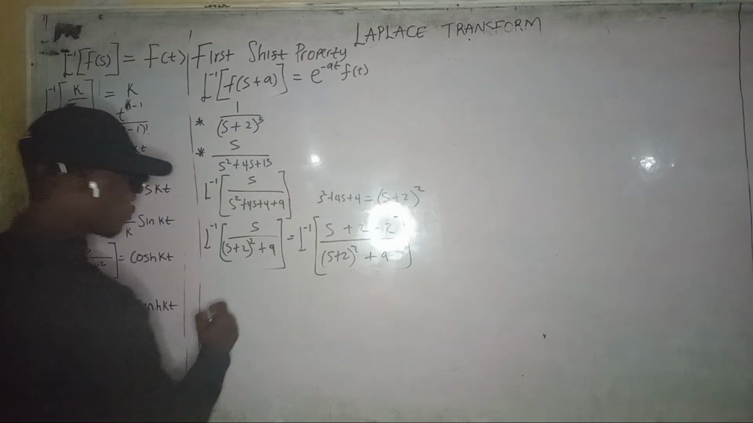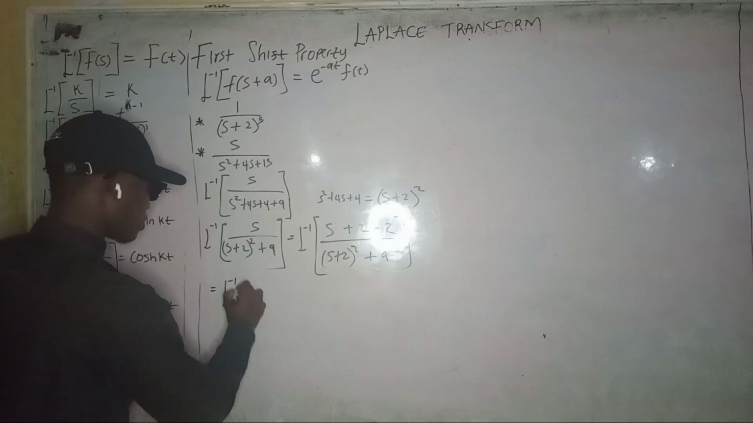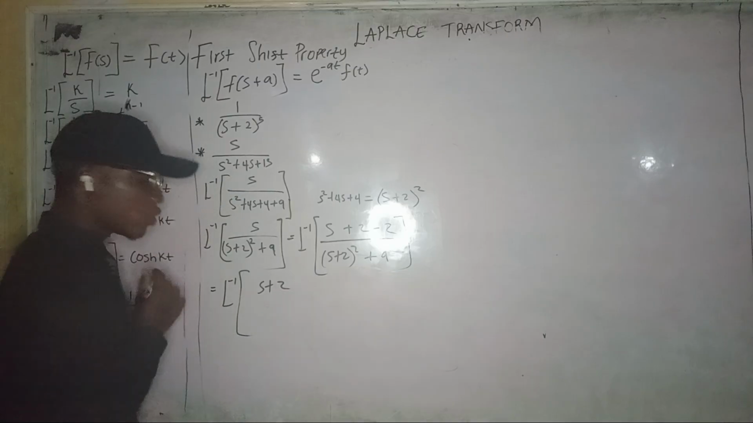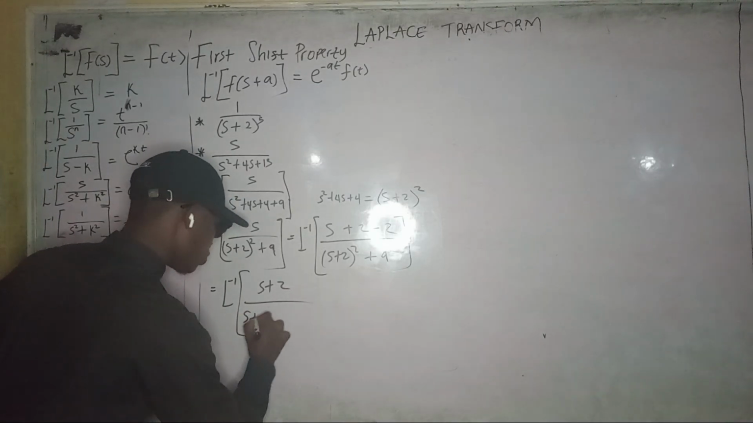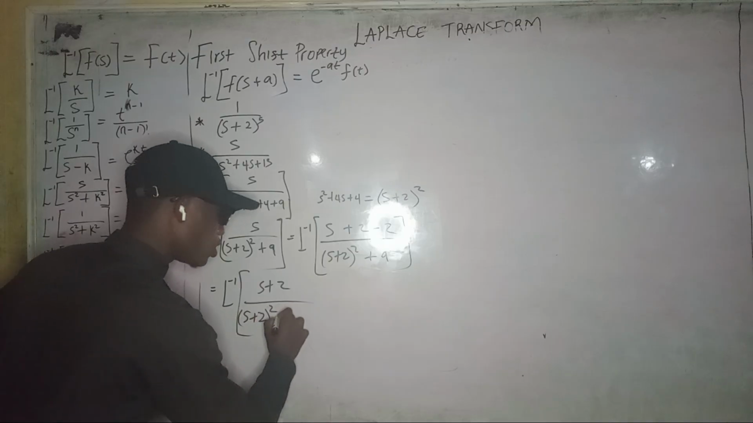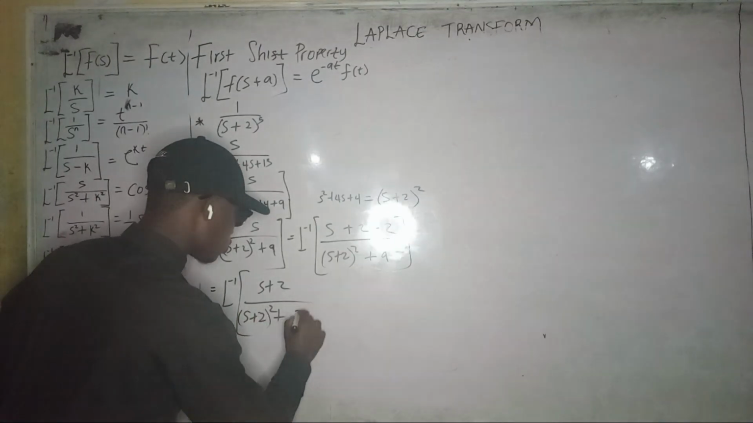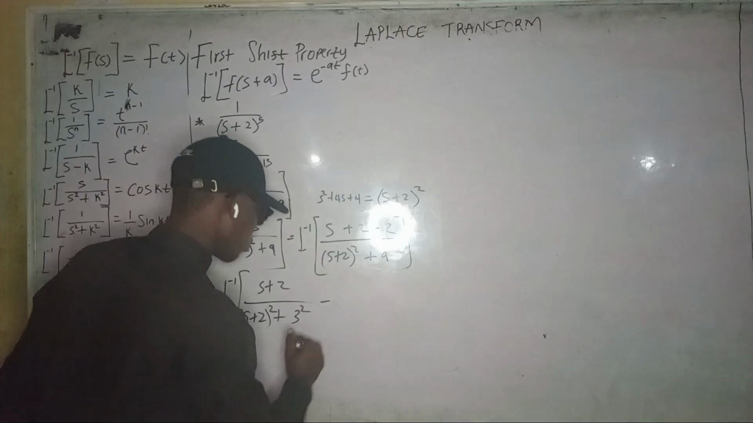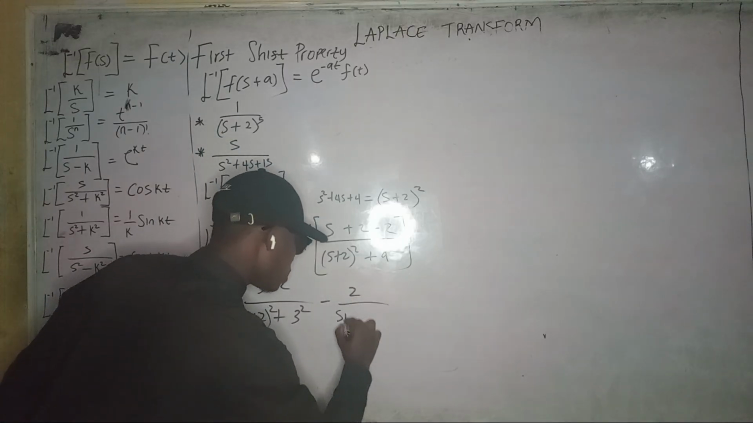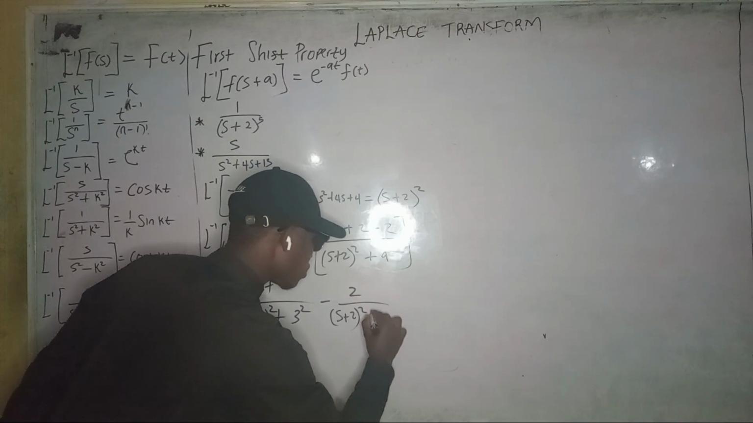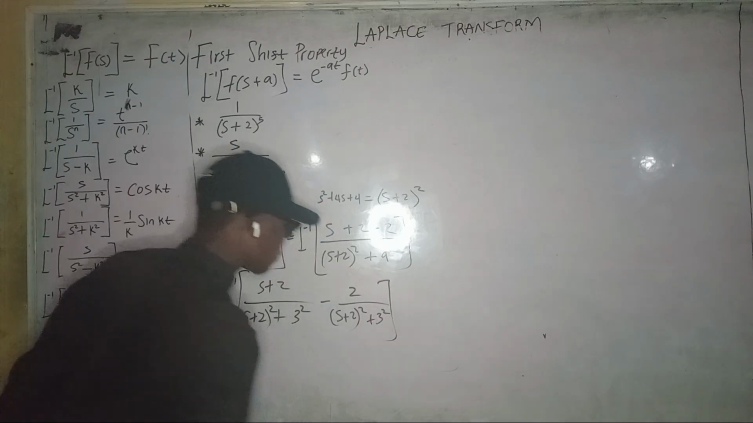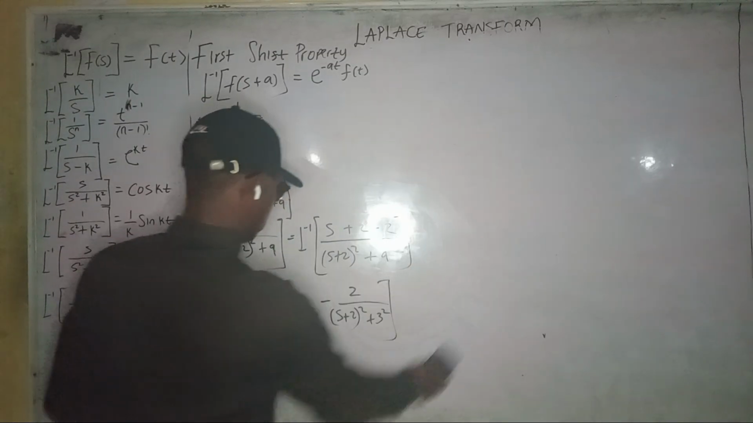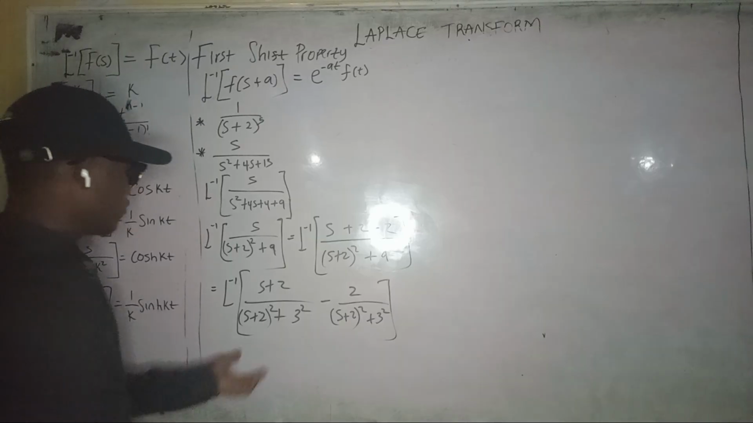So now let's break this down a little further. We have the inverse Laplace transform, and here we can split it into two parts: s plus 2, which is what we need, over s plus 2 all squared plus 3 squared, since we know that 9 is 3 squared. Then for the second part, we have minus 2 over s plus 2 all squared plus 3 squared. So what we just need to do is to apply our inverse Laplace transform.